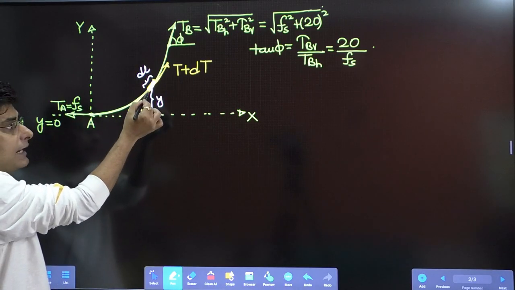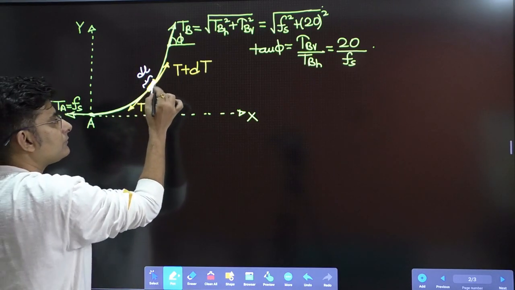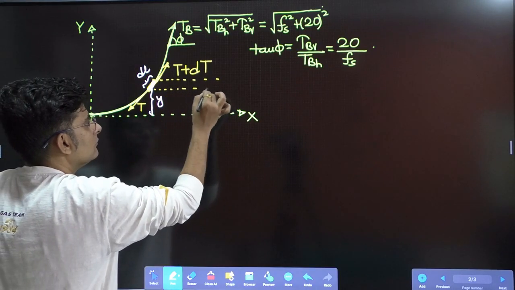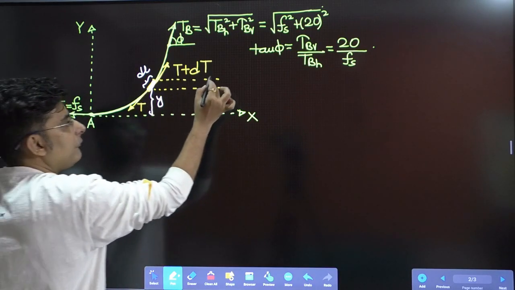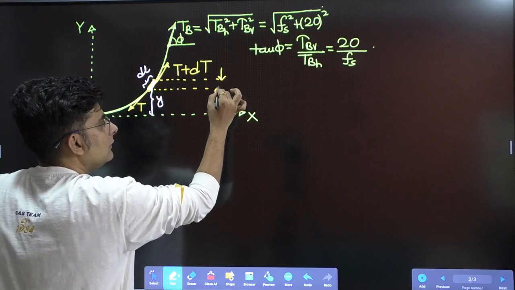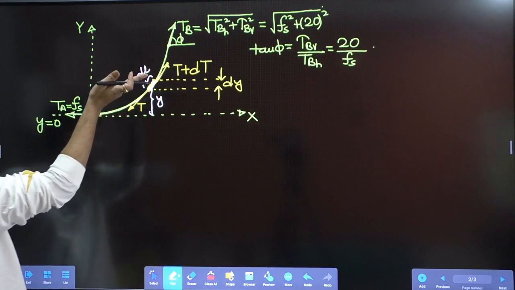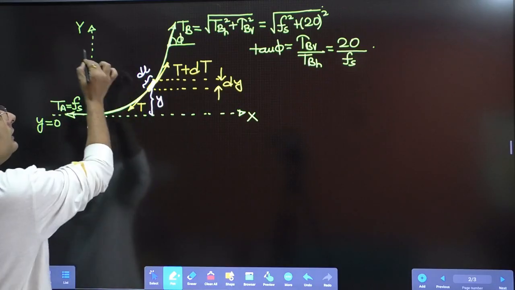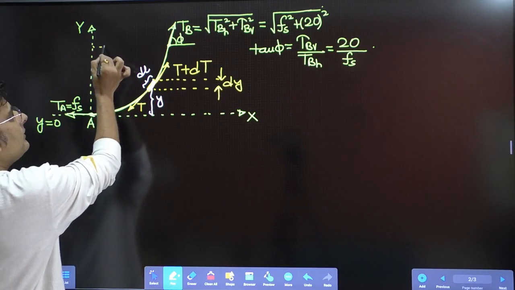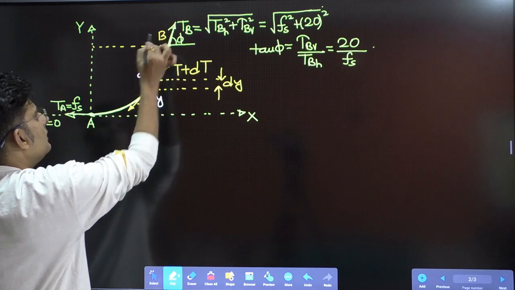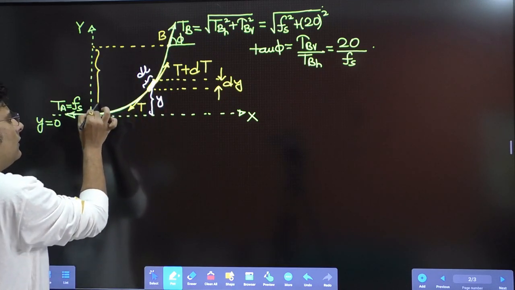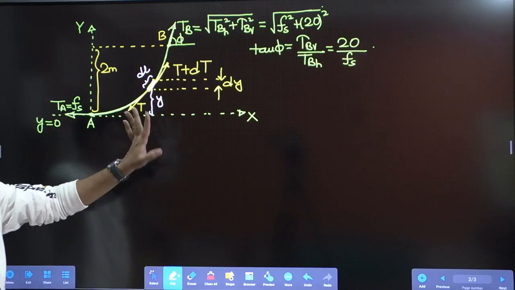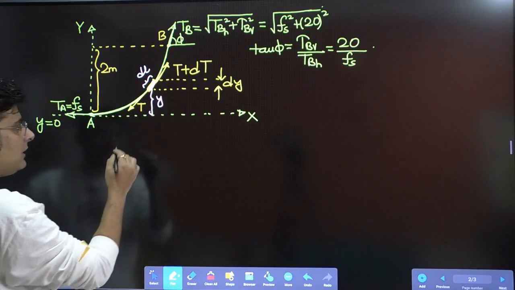So the tension at height y will be taken as T, and when you go further dy height above, then the tension becomes T plus dT. Now tension is continuously varying, and you can see at the point B the total height becomes how much? 2 meter at this point B. Clear?